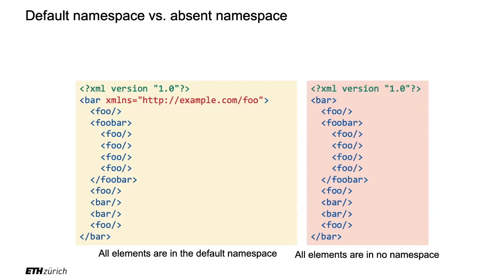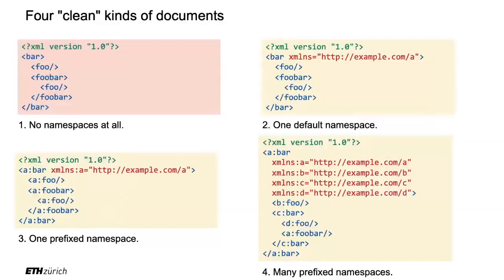And again, here I'm repeating what I already said. It's not the same document. On the left, all the elements are in the default namespace, example.com/foo. On the right, they are in no namespace.